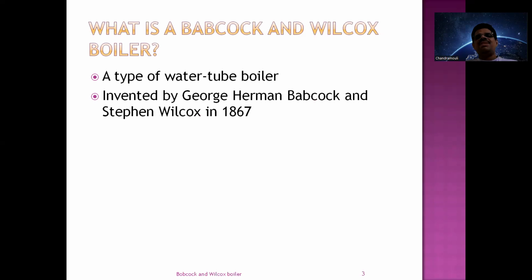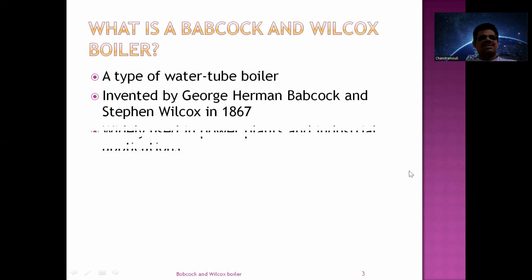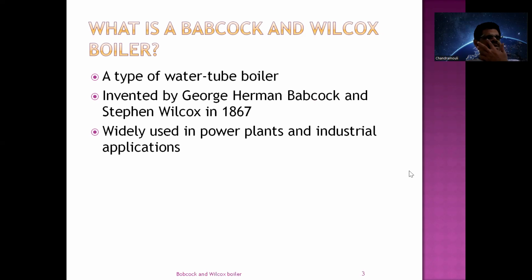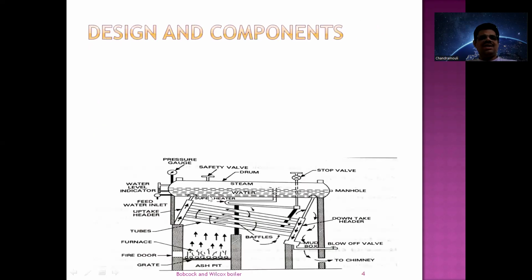This was invented by George Herman Babcock and Stephen Wilcox in the year 1867. That's why this boiler is named after them, Babcock and Wilcox. It can be used in power plants and industrial applications. It is a heavy duty boiler, unlike the Cochran boiler. So this is the textbook diagram of the Babcock and Wilcox boiler.